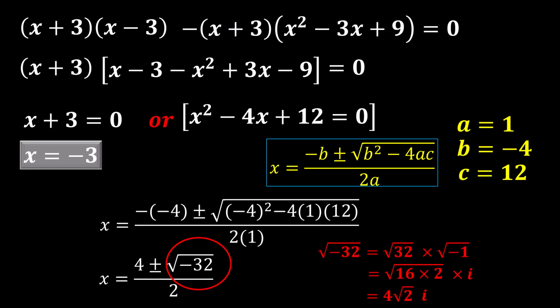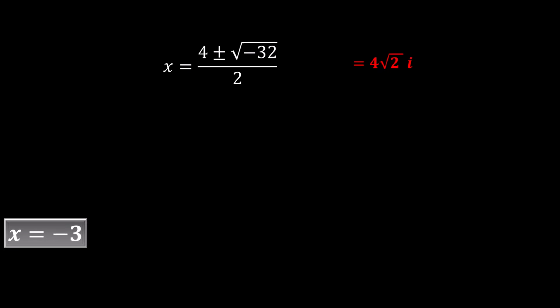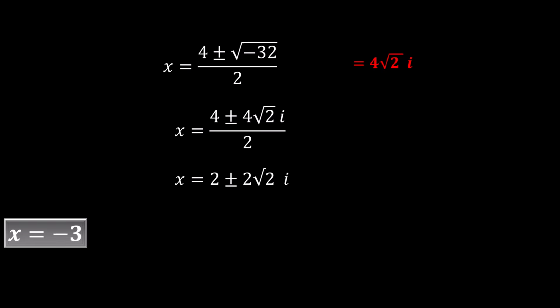Next, we are simply going to substitute all of this in square root of minus 32. Okay, so if we now substitute 4 square root of 2i where square root of minus 32 is, we are going to get x is equal to 4 plus or minus 4 square root of 2i all over 2. And this simplifies to x is equal to 2 plus or minus 2 square root of 2i.